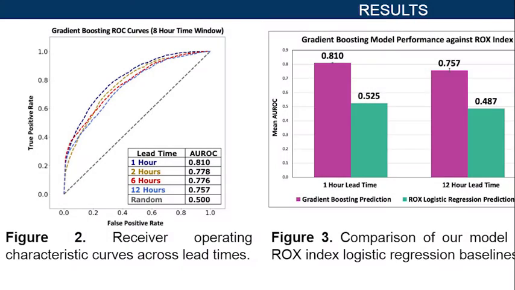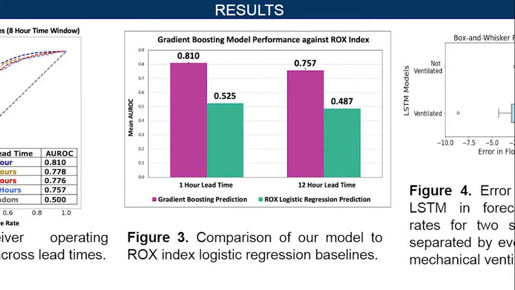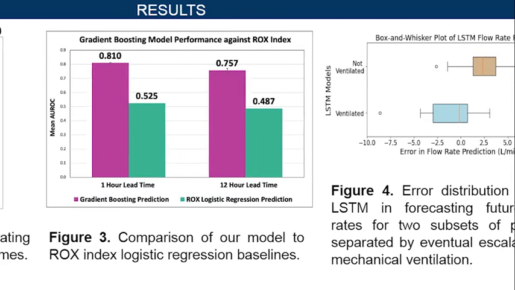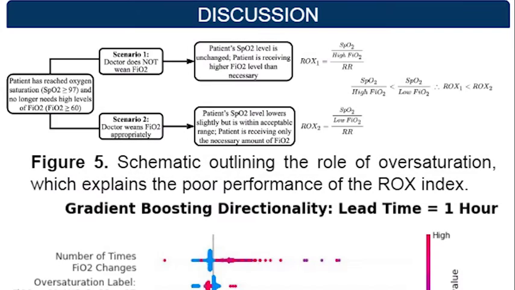On the left side of our results section, you can see that our top performing gradient boosting model achieved an AUROC of 0.810 for 1 hour before a patient's flow rate escalation. In the middle of the results section, you can see that our model outperforms the ROX index at short and long lead times. Lastly, on the right side of our results section, you can see the error distribution of our LSTM in forecasting HFNC flow rates for both ventilated and non-ventilated patients. This leads us to the discussion.